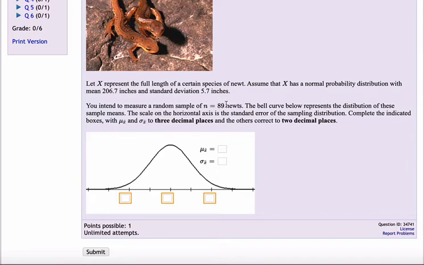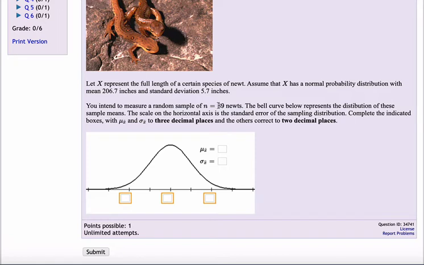We're supposed to draw the picture. Well, the picture is going to end up being approximately normal. And you're like, how do you know it's approximately normal? How do you know the length of a newt is approximately normal? Oh, I guess it does say it in this problem. In this problem, they tell me the parent distribution is normal, so it doesn't even matter what n is. I'd be fine if n were 9.